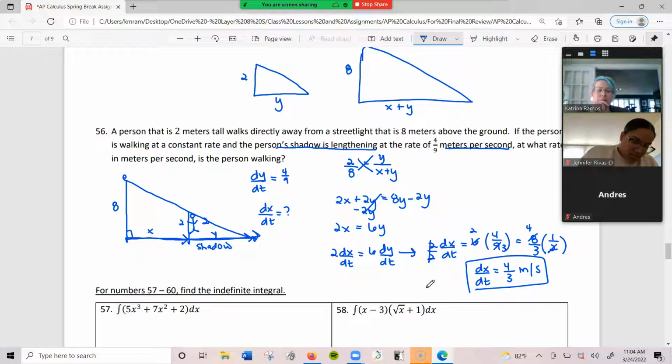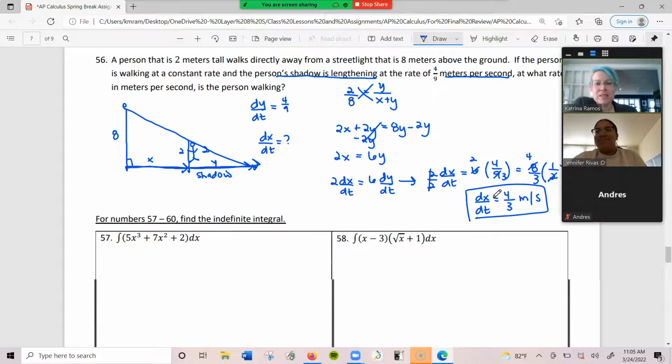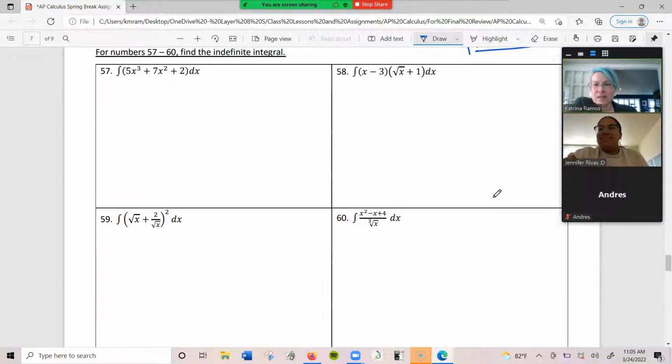Okay. So that's 54 and 56. What else? 60. Yes. This is, oh, to integrate. Okay. So when we're integrating this, you can't integrate when you have a fraction like that, or at least not yet. So what we're going to do is we're going to rewrite it.